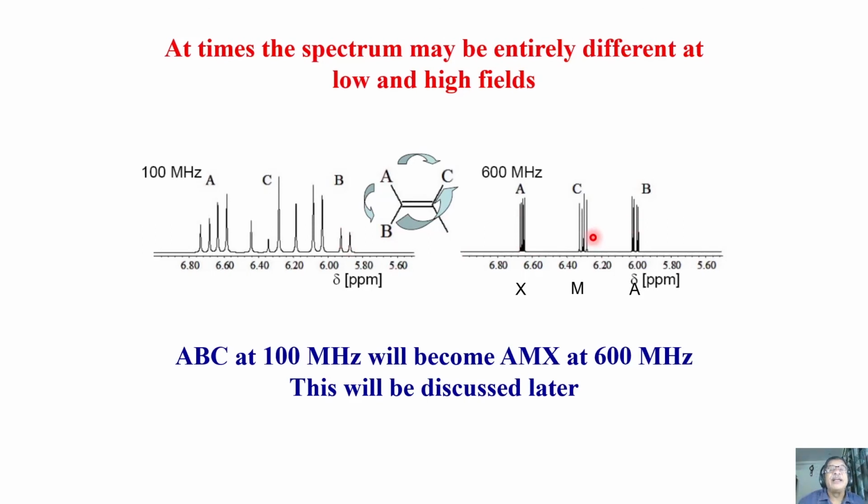Why does it happen? This is what we have to understand when we go to analysis of the spectra. I will explain. This in NMR jargon is called a strongly coupled spin system. At 100 megahertz, these 3 protons are strongly coupled among themselves. When you go to 600 megahertz, they become very weakly coupled and they get very easily separated out. And when they get separated out like this, it is easy for us to analyze. That's why the spectrum may appear entirely different at low and high fields. But it does not mean your sample is wrong, so don't get confused.